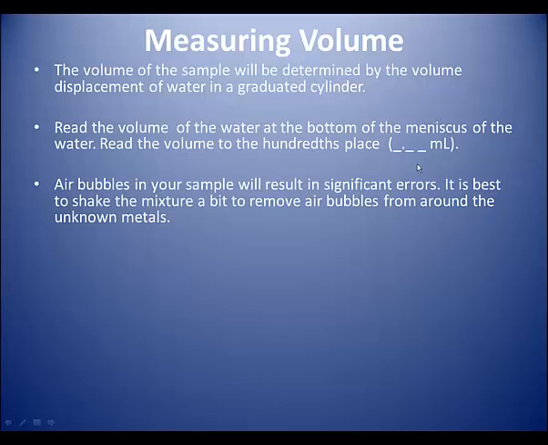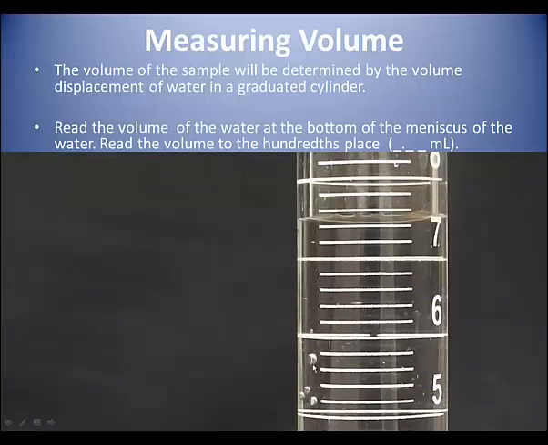You're going to have air bubbles in your sample, and that will result in significant errors because those air bubbles do have volume. So you're going to want to shake the mixture a little bit to remove things like this, air bubbles that you see trapped in the graduated cylinder.